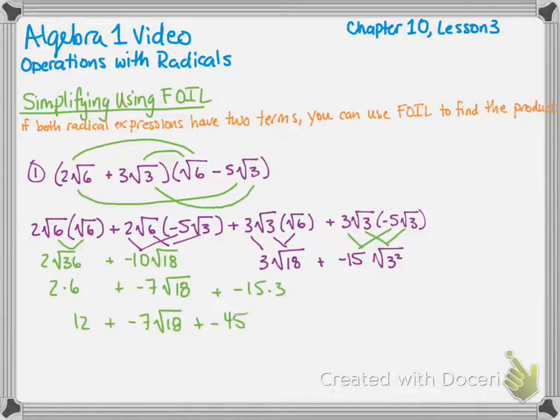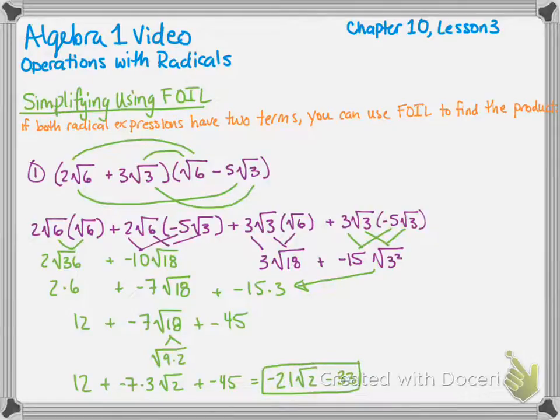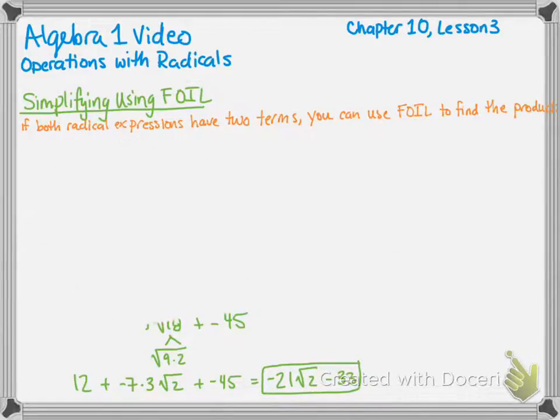All right. Oh, and the square root of that's this right here. That's that right there. Okay. So moving on. 12 plus negative 7 times the square root of 18 plus negative 45. That's 9, pulls out the 3. There we go. All right, all done.